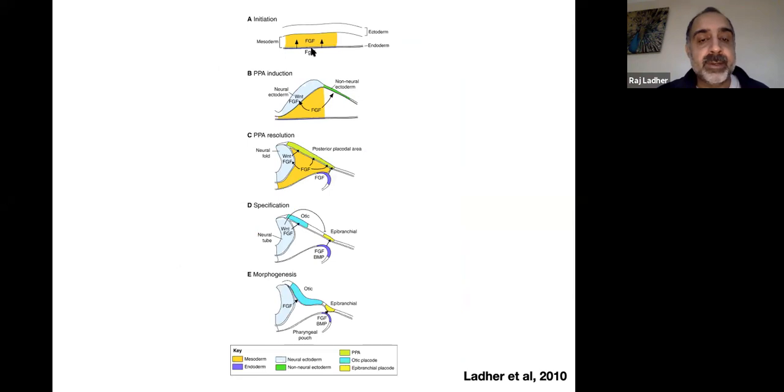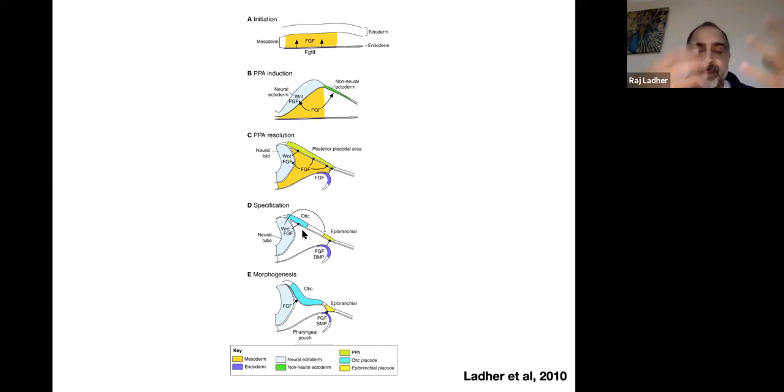Again, similar to what we discussed for neural crest, in the inner ear we also have this kind of crosstalk between signals coming from different parts of the embryo acting on other parts of the embryo. So we have signals initially coming from the endoderm, which pattern the mesoderm. We then have mesodermal signals which pattern the surface ectoderm and the neural ectoderm, which then work together to set up the posterior placodal area.